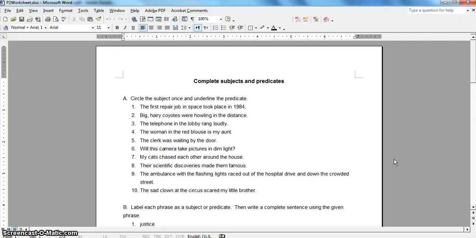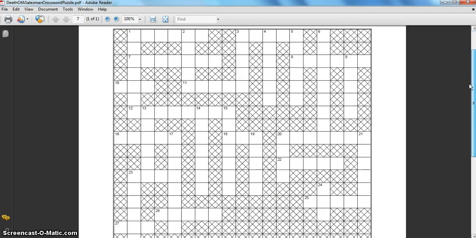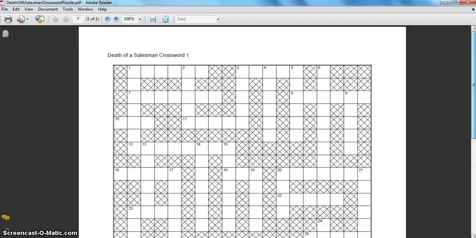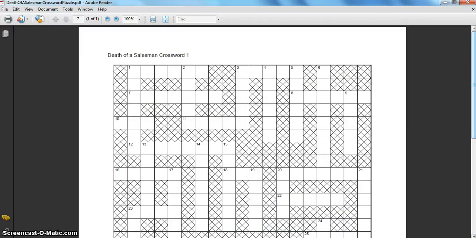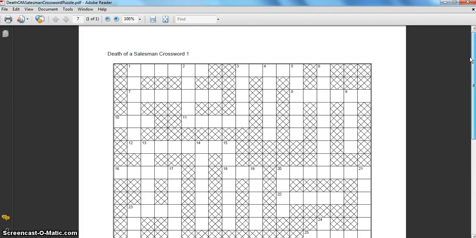Moving on to the other document that I'm going to be analyzing here for its online accessibility. Here is the crossword puzzle that I used for Death of a Salesman. I got this from a book that had teaching materials for Death of a Salesman. This was scanned in, which was one of the recommendations in the online accessibility guide.